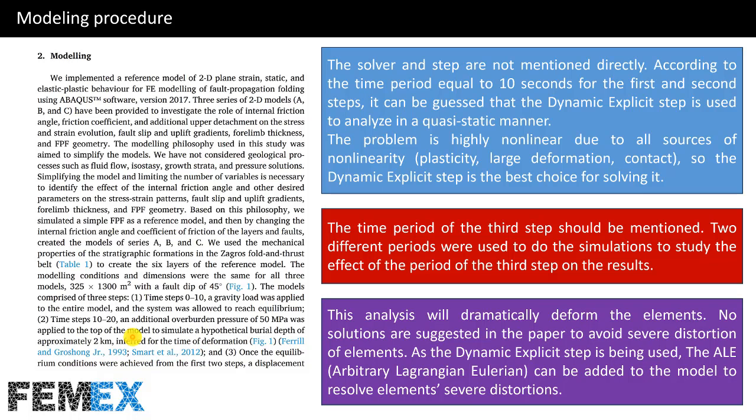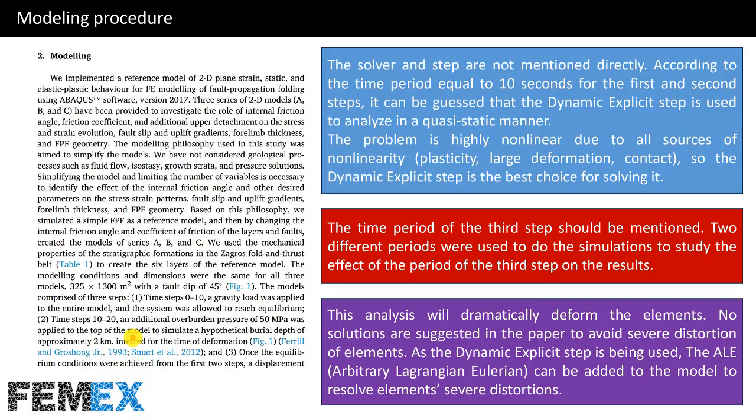Also, the time period of the third step is not mentioned here. Two different periods were used to do the simulations to study the effect of the period of the third step on the results. The values are 10 seconds and 100 seconds. Also, in this analysis, the elements will be dramatically deformed, and no solutions are suggested in the paper to avoid severe distortion of elements. As the dynamic explicit step is being used, ALE can be added to the model to resolve elements' severe distortions.